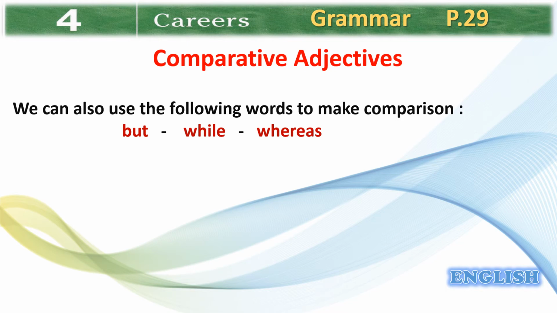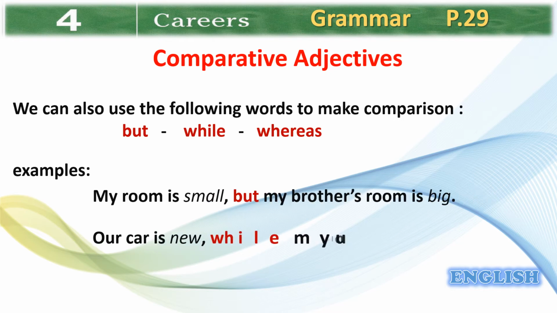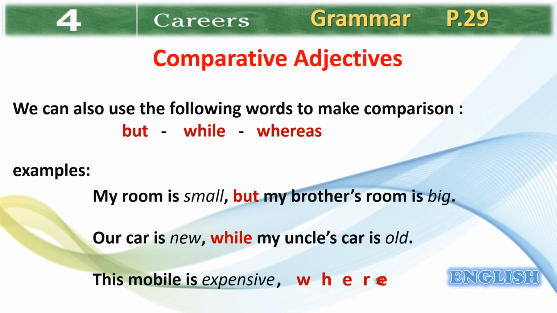The words are but, while, whereas, like in the examples. My room is small, but my brother's room is big. Now we compare my room to my brother's room regarding size. We say my room is small, but my brother's room is big.